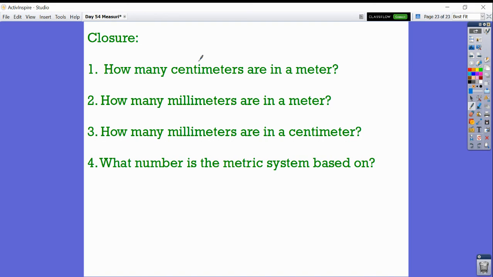Let's do some review. How many centimeters are in a meter? Well, that tells me 100. How many millimeters are in a meter? Well, milli, that tells me 1,000. How many millimeters are in a centimeter? What did I multiply this number by? Oh, 10. 10 millimeters are in a centimeter. What number is the metric system based on? The metric system is based on tens.